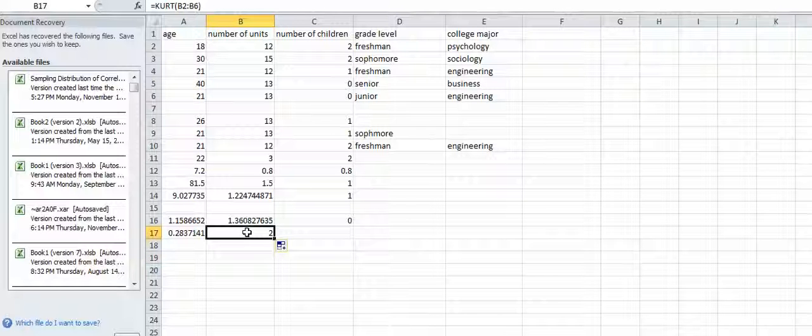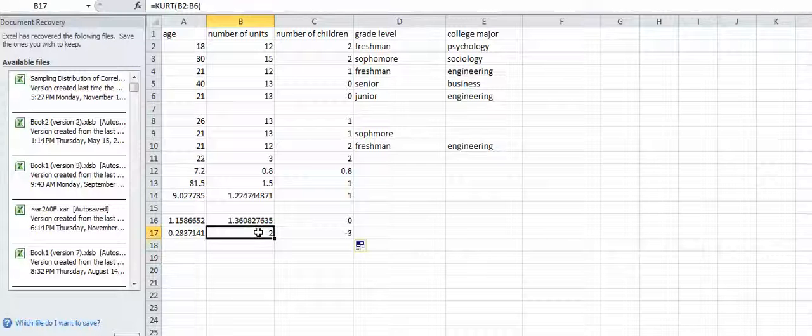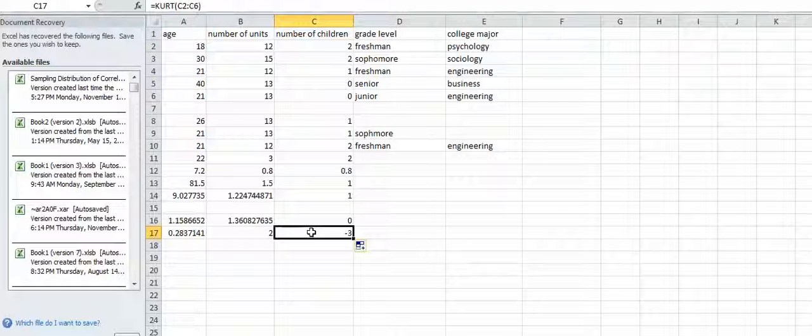Number of units actually has a high positive kurtosis, and number of children has a pretty low negative kurtosis. So this is actually a pretty dramatic positive kurtosis, and this is actually pretty dramatic negative kurtosis. So let me look back at those two histograms to double check their shapes. So number of units positive, number of children negative.